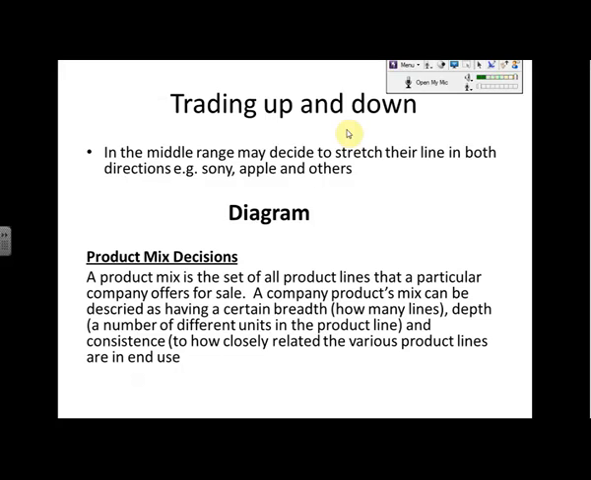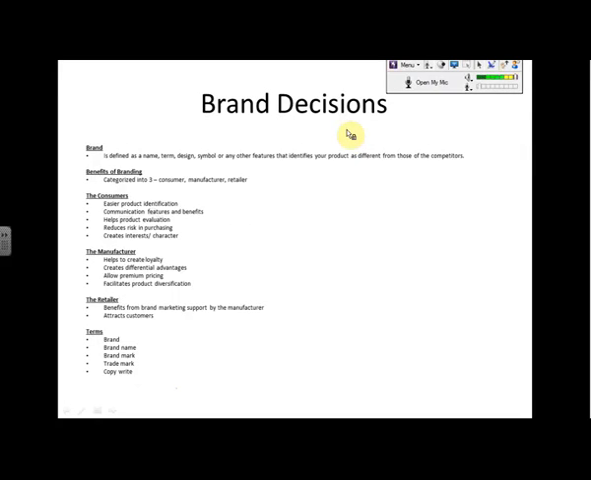Okay? Brand decisions. When you talk of brand decisions, you need to be able to understand what a brand is. Hence, what is a brand? We are saying that a brand is defined as a name, a term, a design, a symbol, or other features that identify your product as different from those of the competitors.